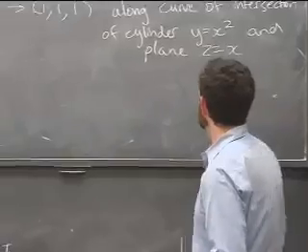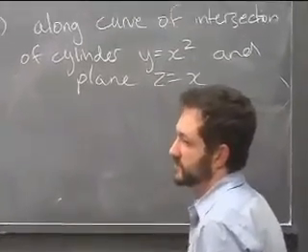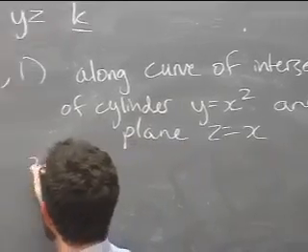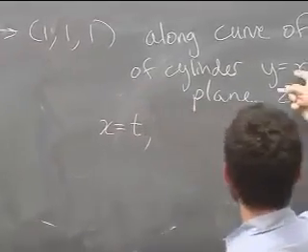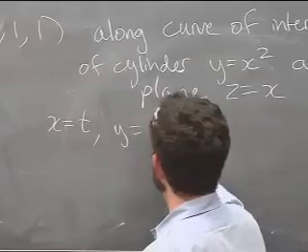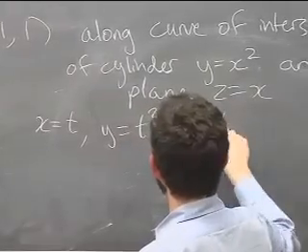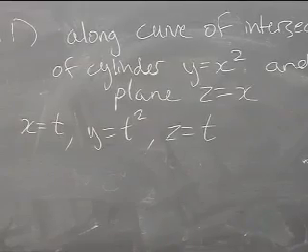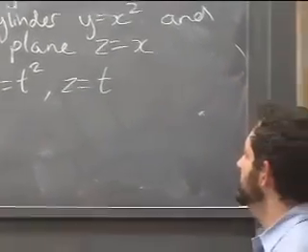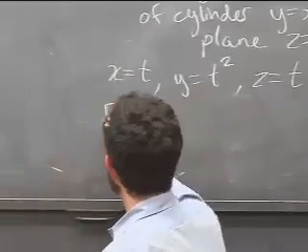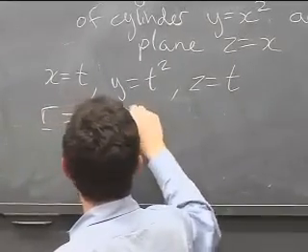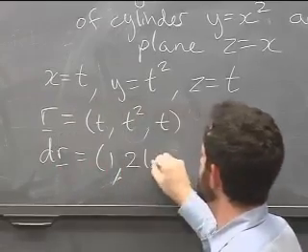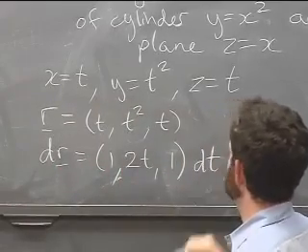You see, this tells you exactly what to do. If you take a parameterization of this curve where x equals t, then it's got to be y equals t squared, and it's got to be z equals t. That's the curve lying along these things. I mean, we know exactly what y is if you know what x is. You know what z is as well. So there's your r vector. R is t, t squared, t. So dr is 1, 2t, 1 dt.